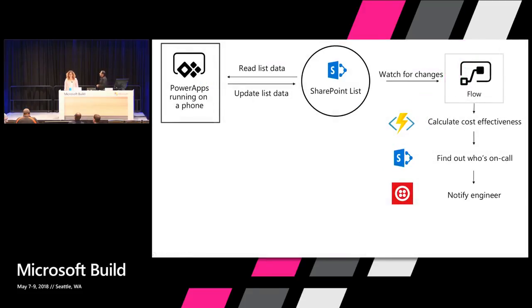So just to recap, what we saw so far was we had a Power Apps that was running on a phone that was entering in information for inspections into a SharePoint list. We then had a flow that was watching for changes, and accordingly, it called an Azure function to calculate the cost effectiveness of sending out somebody to fix that turbine. If it was cost effective, found out who's on call, and also notified an engineer to immediately go out and make a repair.